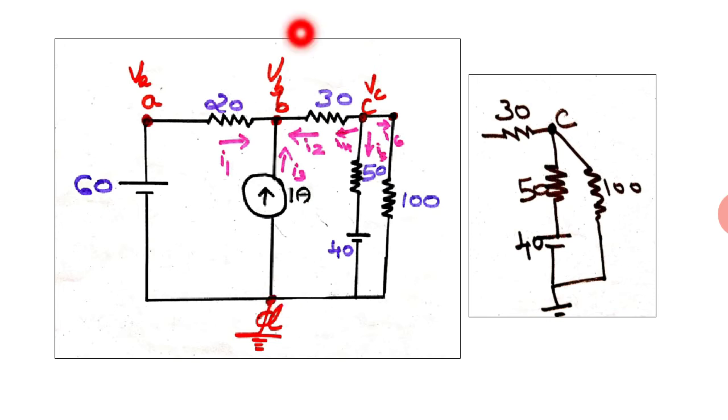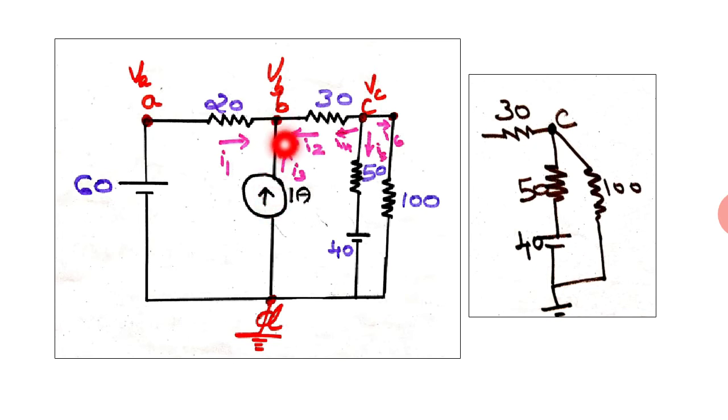So the unknowns are VB and VC, and we have to formulate two equations. To formulate the equations, we apply KCL, Kirchhoff's current law, at node B and node C. First we apply KCL at node B. For this, we assume the branch currents: the current through the 20 ohm resistor, the current through the 30 ohm resistor, and the current through the 1 ampere current source.